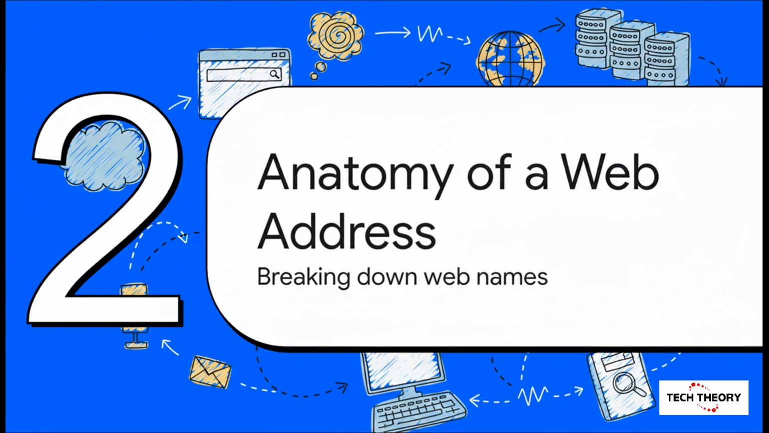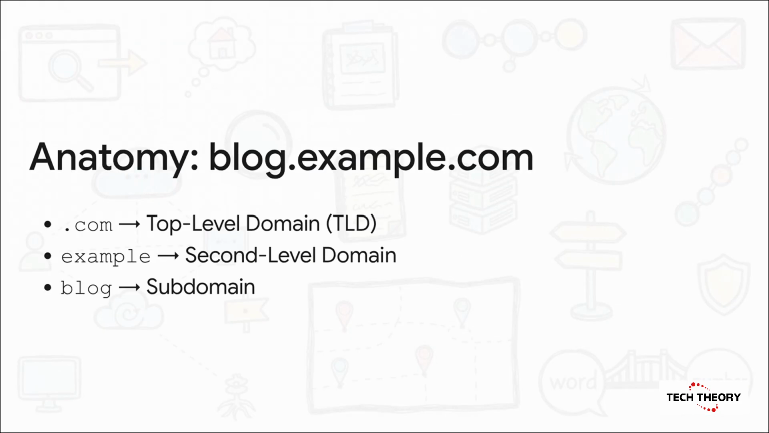So, before we get into how that translation happens, we first need to understand the language it's translating. Let's take a quick look and break down the anatomy of those web addresses we type all the time. Every web address is basically a set of directions, but you read it from right to left. That .com part, that's the top-level domain. Think of it as the biggest neighborhood, like a whole country. Then example is the specific street address inside that neighborhood. And blog, that's like the apartment number, pointing to a very specific part of that building. Each piece helps narrow down the search.